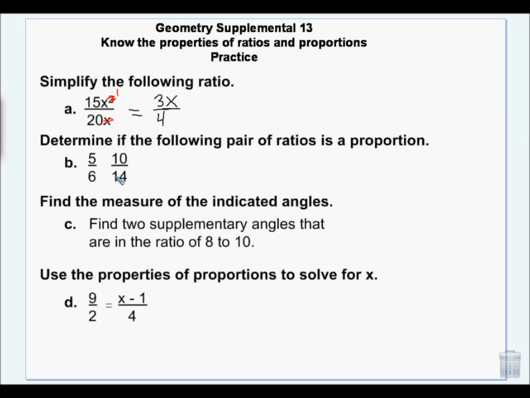I'm going to just try to determine if these are a ratio, so I'm going to cross multiply, and I'm going to get 60 and 70. 60 is not equal to 70, so no.